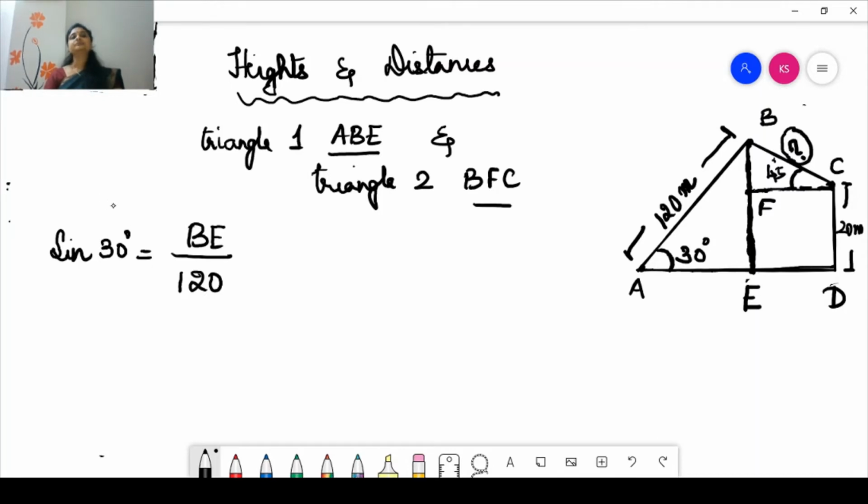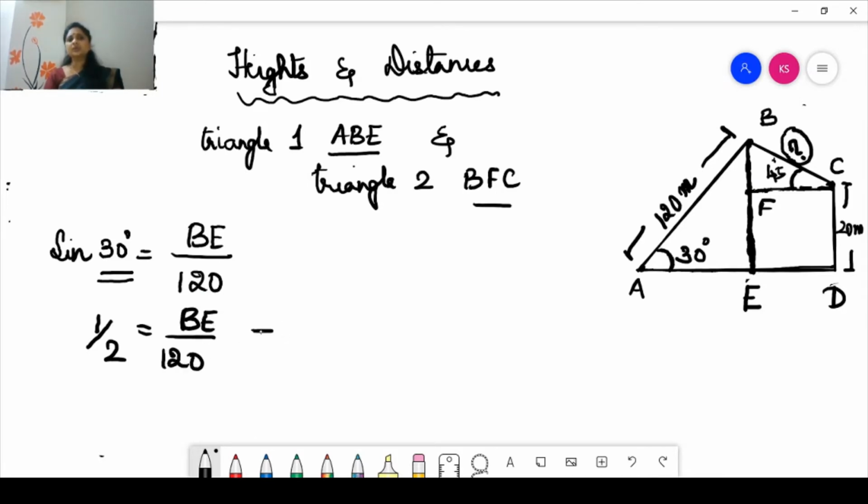Now, you know what is sine 30. I've already told you, every time you solve trigonometry based problems, please make the table that I've taught you at length as to how to make it and keep it on your paper so that any time you can refer to it. So now if you see, sine 30 is going to be 1 by 2. So sine 30, I'm going to replace 1 by 2 there. You can check the tables once. So 1 by 2 is equal to BE by 120.